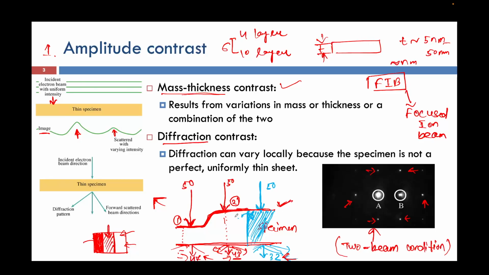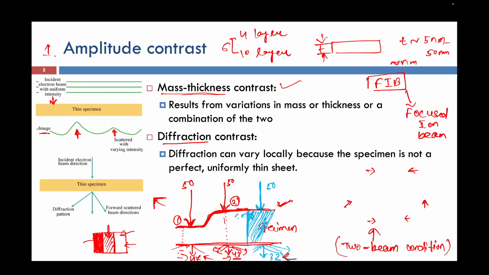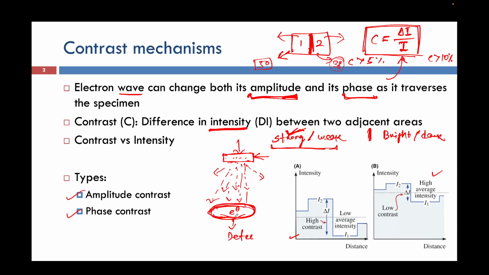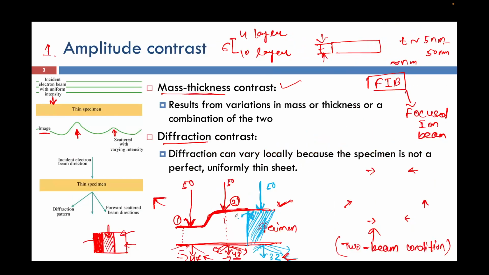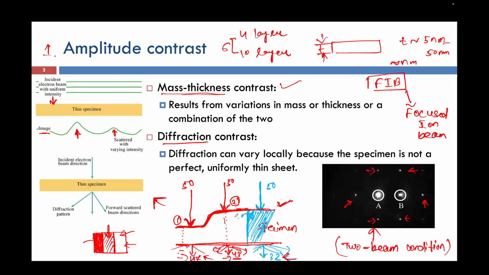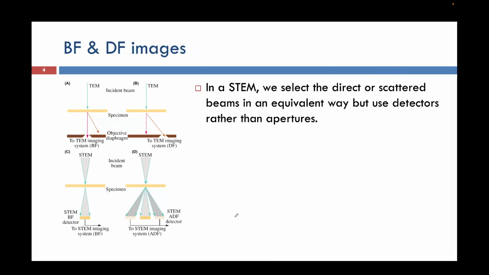So now let's see. Remember, what are the two different types of contrast mechanism? One will be amplitude contrast, another one will be phase contrast. In amplitude contrast itself there are two different types of contrast: one will be mass thickness contrast, another one will be diffraction contrast. Now coming to the bright field and dark field images: bright field means the background will be bright and the sample will be dark, and dark field image means my background will be dark and the sample will be bright, right?